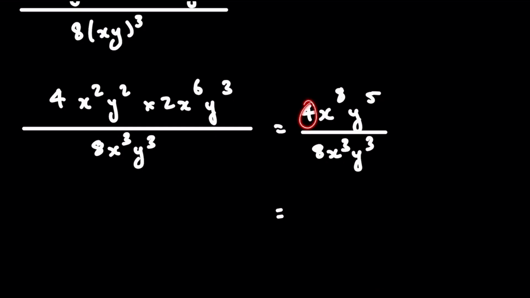Next, I can cancel out the constants. We know that 4 divided by 8 simplifies to a half. So I can rewrite this as 1 over 2, so a 2 on the bottom.